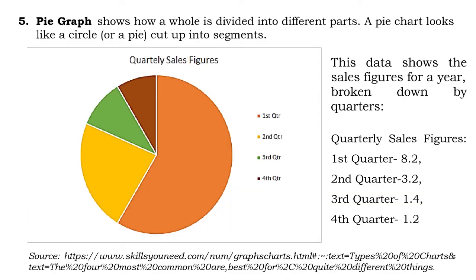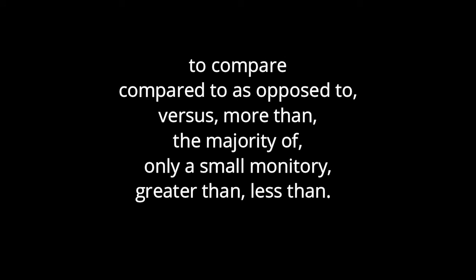And then number 5 and the last type is the pie graph, which shows how a whole is divided into different parts. A pie chart looks like a circle or a pie cut up into segments. In the example, it shows the sales figures for a year broken down by quarters. The following comparison words can be used interchangeably to compare: compared to, as opposed to, versus, more than, the majority of, only a small minority, greater than, less than.